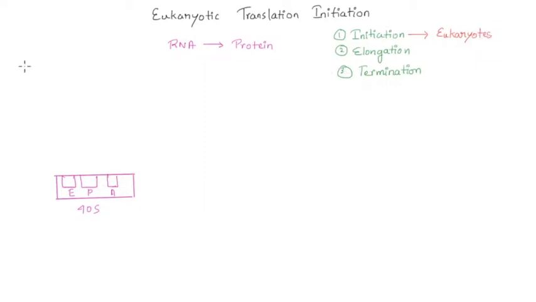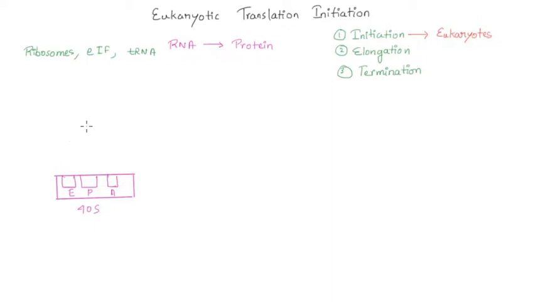So, before we start off with the initiation process, the players that are involved in the process are mainly the ribosomes, some factors which are called initiation factors and are written as EIF, and they have different numbers. So the E is for eukaryotic and IF is for initiation factors. And finally, the tRNA, which brings in the different amino acids.